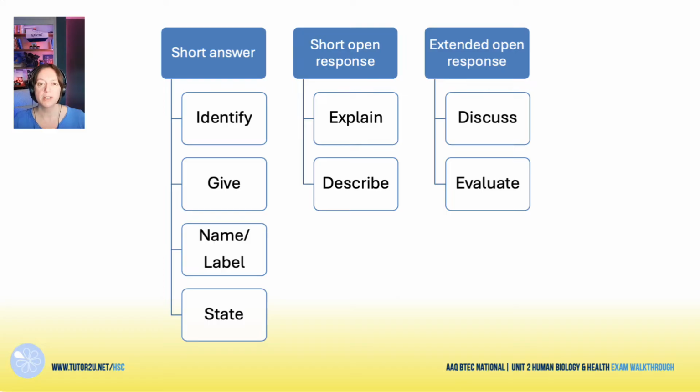So here are the command words in use for each of the question types. Your short answer questions are called that because they literally have 1 or 2 word answers, sometimes a very brief sentence. So you've got the command words identify, give, name or label, and state. Your short open response questions are where you're writing in fuller sentences. So the command words here are explain and describe. And then for your extended open response questions, which are written in sentences and paragraphs, almost like a mini essay, the command words there are discuss and evaluate. So let's have a look at those in more detail.